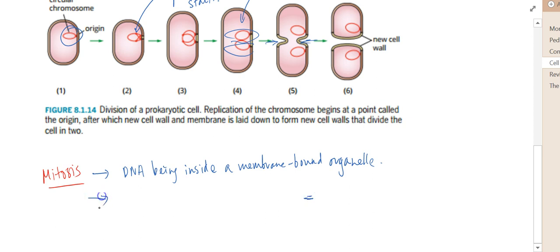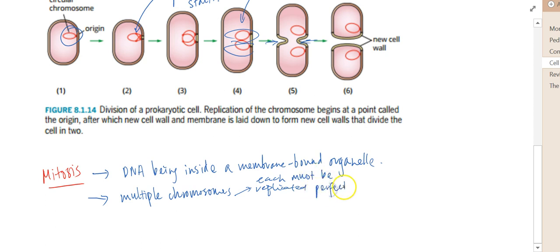The other one is that we have multiple chromosomes in eukaryotes. Because you have multiple chromosomes, there has to be a way to effectively replicate all of these chromosomes and then divide them perfectly into the two new cells. Each chromosome must be replicated perfectly, and then each new cell needs all of the different chromosomes, no more, no less.